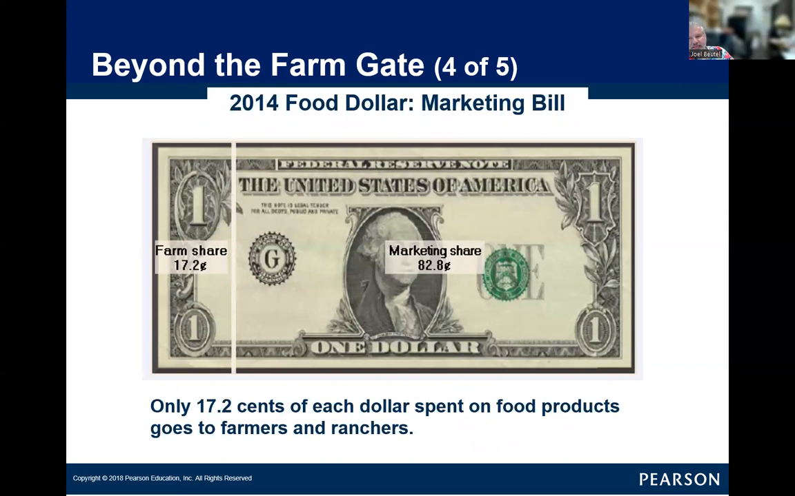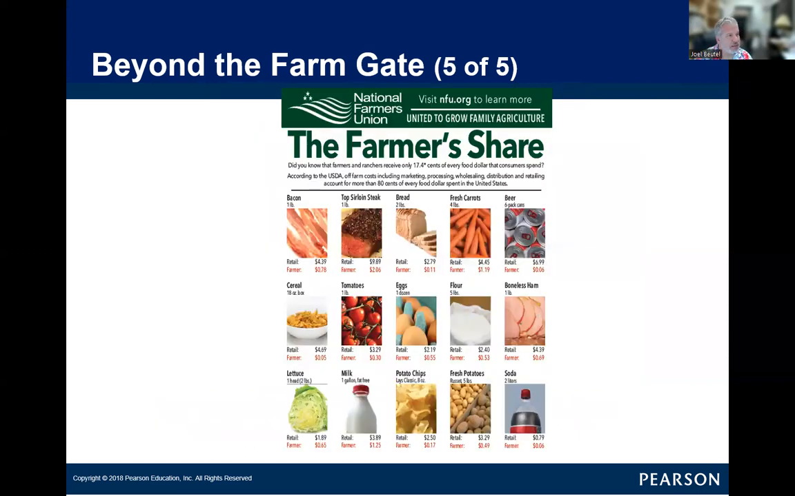And then this is the farm marketing bill. So what we're seeing here is of every dollar spent, 17.2 cents of every dollar spent on food goes to the farmer or the rancher. The rest of the money goes to the distributor and the marketing, so getting the food to the door. And this is the breakdown of how much the farmer receives for different products. And so what you can see is very little. I like this one. 6-pack of beer sells for $7. The farmer gets 6 cents of that.